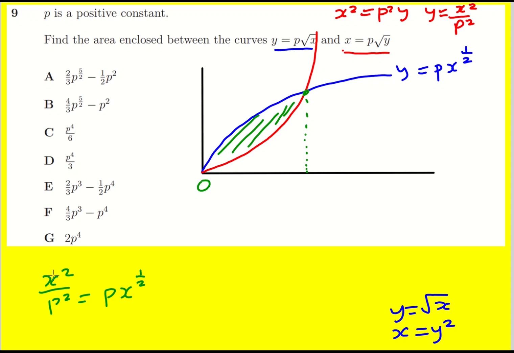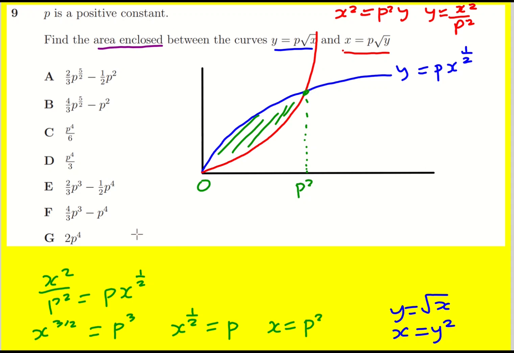And that means I can divide through by x to the half. I'll get x to the 3 over 2, and that will equal p to the 3. And then I could take the cube root at this point if I wanted to. So I get x to the half, because that is x to the half all cubed. x to the half will equal p. And I'm going to square, so x is equal to p squared. Right, that point there is p squared.